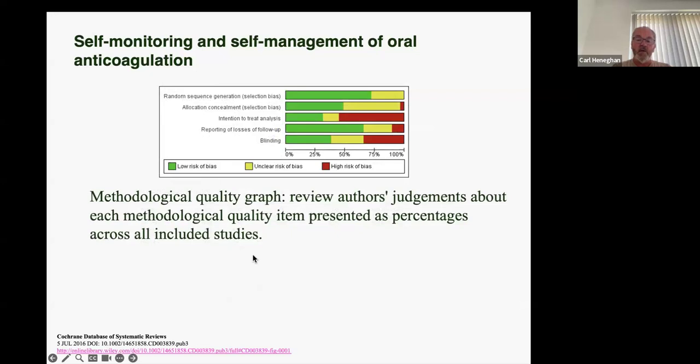Now, in the Cochrane review, this is just a way of summarizing the risk of bias, where green is a low risk, unclear, and the rest is high risk of bias. And that's the review author's judgment about each methodology quality. And it's a nice summary that you can see actually down here. Blinding is a real issue. More than half the trials were either unclear or high risk of bias.